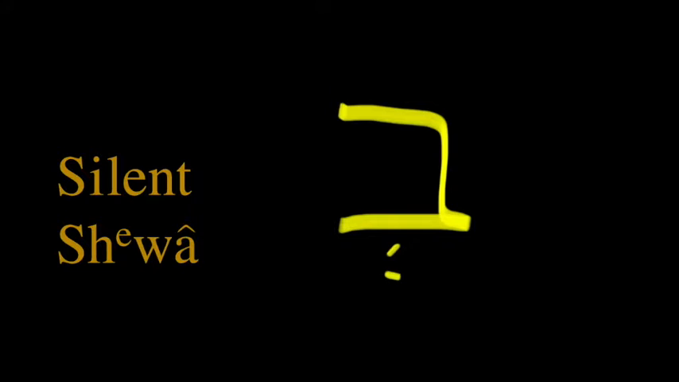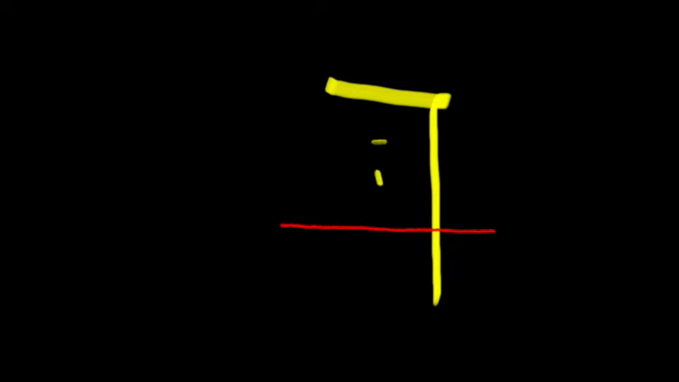And generally speaking, the Shewa occurs underneath the letter. The exception to this is an ending form of a kaf. So you remember that kaf, when it comes at the end of a word, goes down below the line like that. You can see the line just there. And in that case, just because it looks nice, the silent Shewa goes in the middle of the letter. But either way, it's just a sign to show you that there is no vowel there. So that's the silent Shewa.